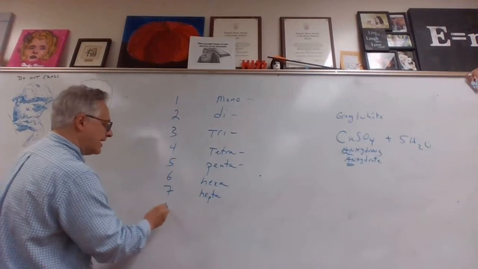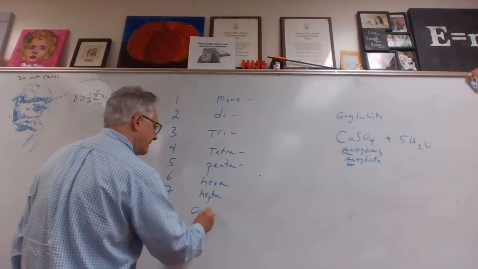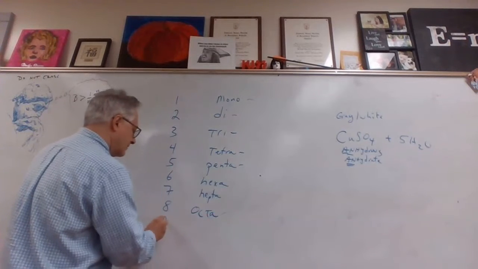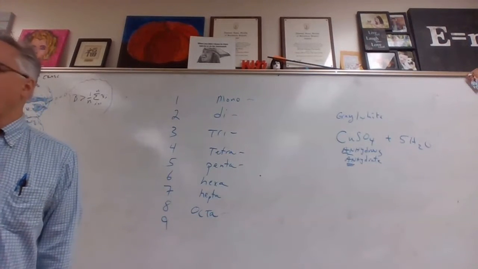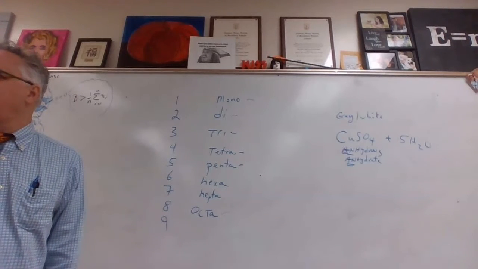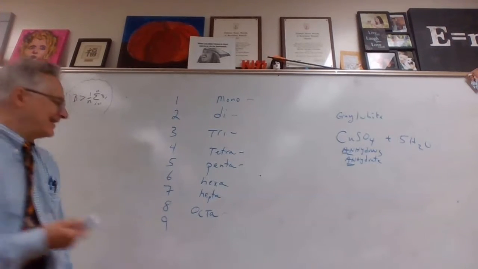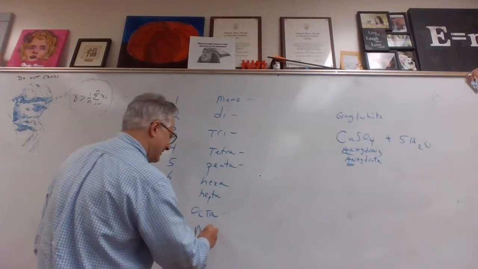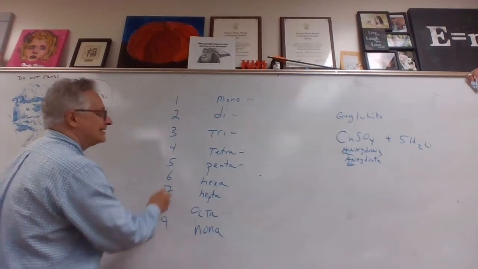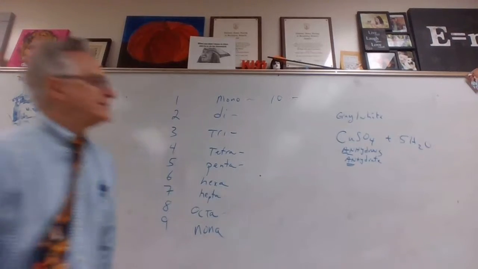Eight, what do you think eight might be? Octa. Yeah, octahydrate. Anyone want to guess what nine is? Anyone have an Italian grandmother? You don't have a Nona? Okay, it's Nona. And then 10, what do you think 10 might be? Deca, yeah, decahydrate.